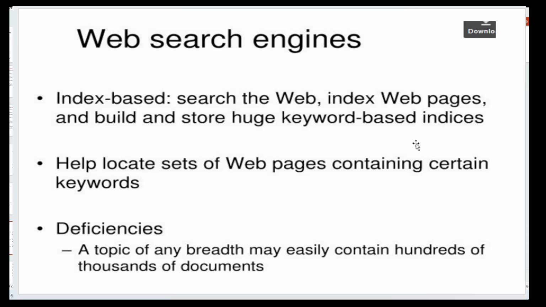So whatever keyword I give, accordingly it will display the web pages here. But what are the deficiencies? A topic of breadth may easily contain hundreds of thousands of documents. If you take any topic, a lot of pages will be there on the internet. It is going to display a lot of information here.